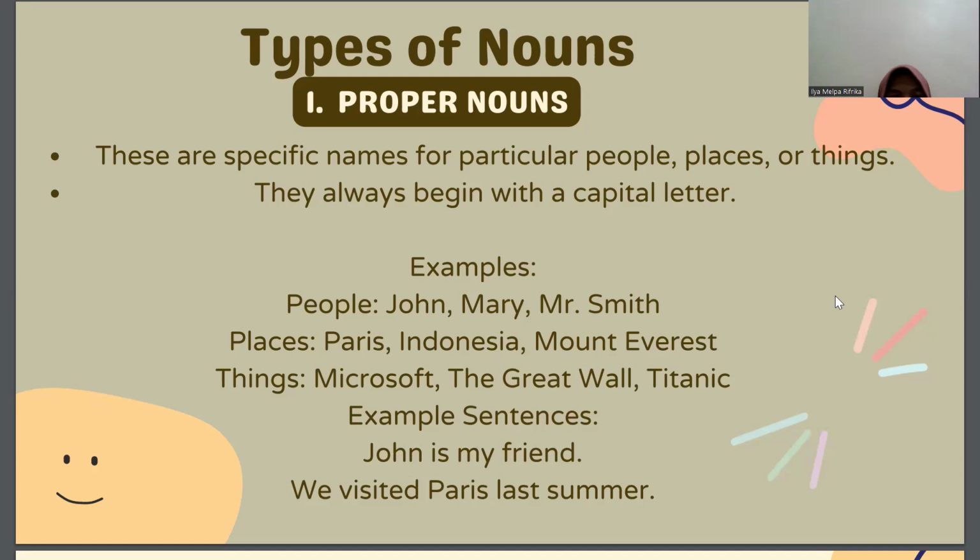For the example sentences, the first one is John is my friend. Here, the proper noun is John. And the second example is we visited Paris last summer. And the proper noun is Paris in this sentence.